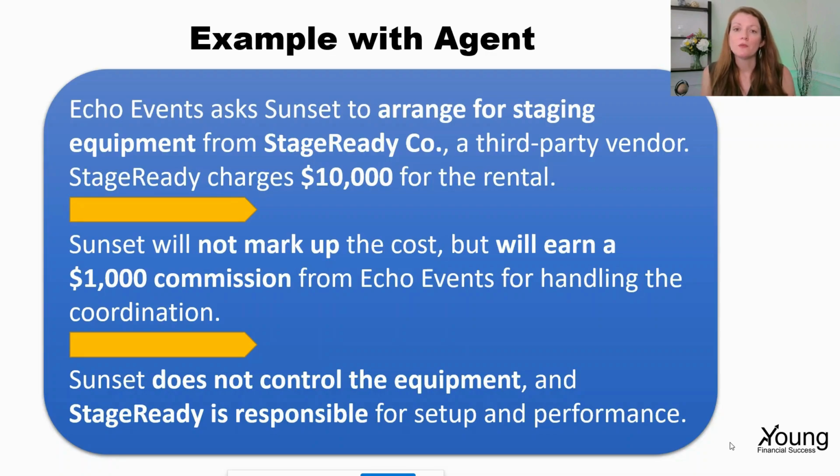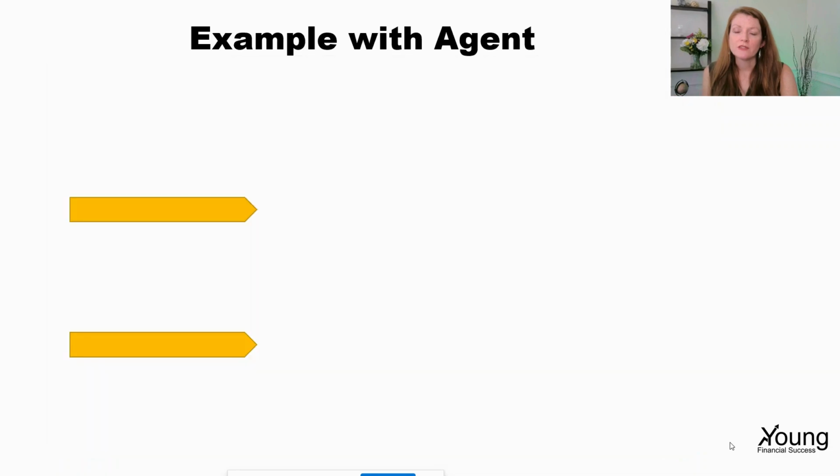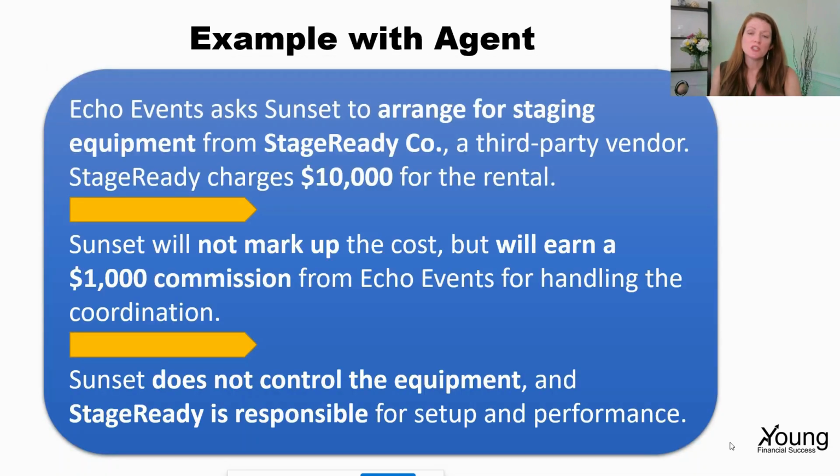So here they're working as an agent. And the last one, I didn't point it out, but they were working as a principal, because Sunset was actually going to be the one taking the inventory and installing this. So they made $5,000 there. With this agent arrangement, Sunset just organizes it. They make a $1,000 commission. They never actually have to do anything. That is Stage Ready's job. So hopefully that helps with the difference between an agent and a principal.